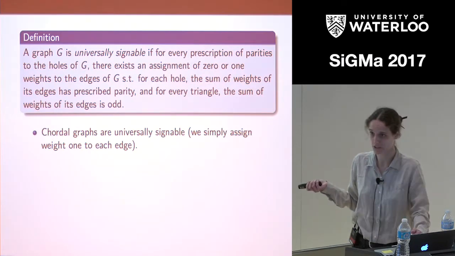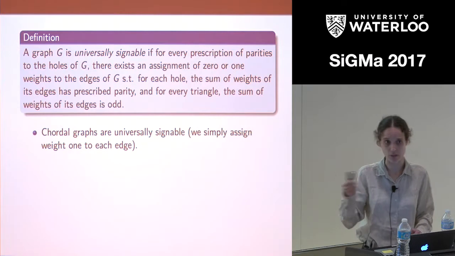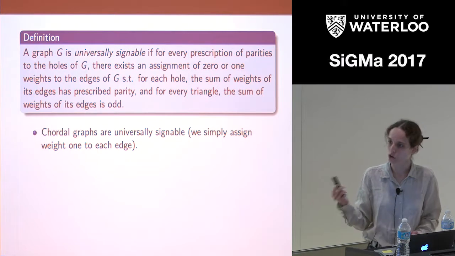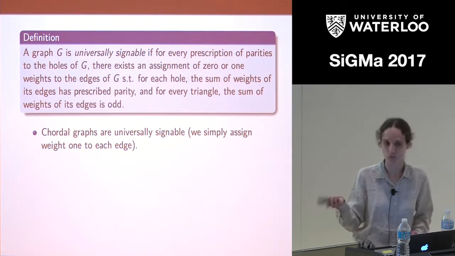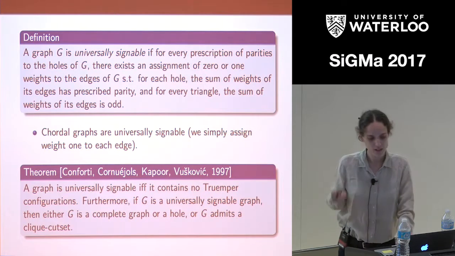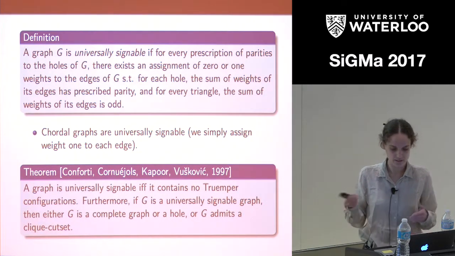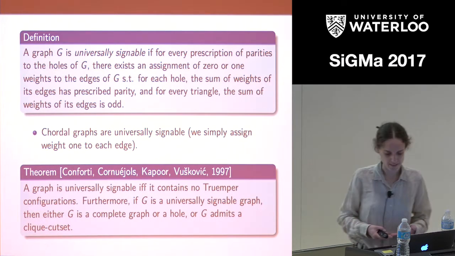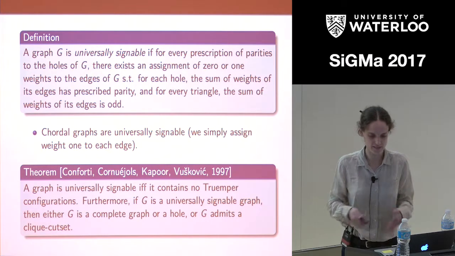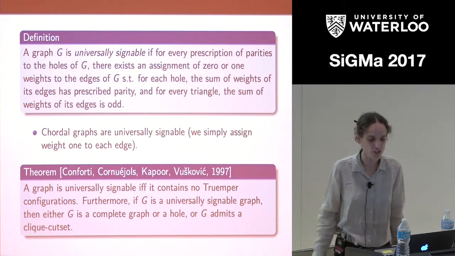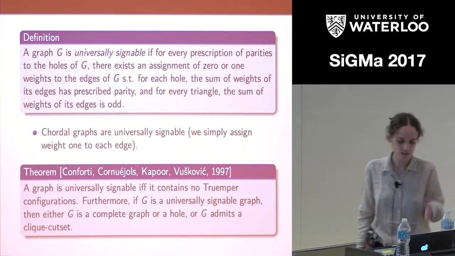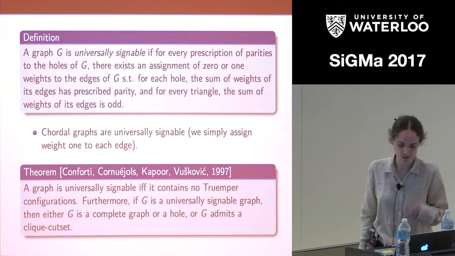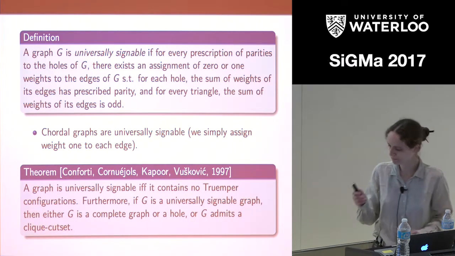Clearly, chordal graphs are universally assignable. Chordal graphs have no holes, so you don't have to worry about prescribing parities to the holes. You just need every triangle to have odd weight, and you can accomplish that by assigning weight 1 to each edge. Now, what's more interesting is this theorem, which says that a graph is universally assignable if and only if it does not contain any trumper configurations. And furthermore, there's this nice decomposition theorem that's just slightly more general than the one for chordal graphs, and it says that if you have a universally assignable graph, then that graph is either a complete graph, or it's a hole, or it admits a clique cutset.